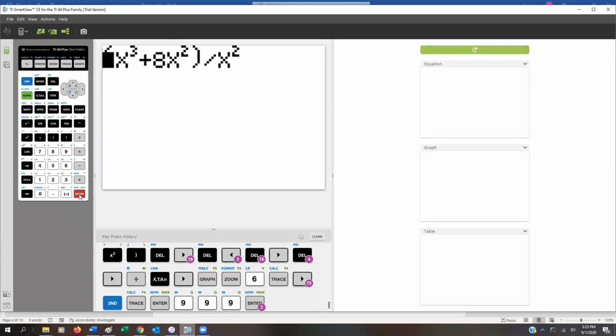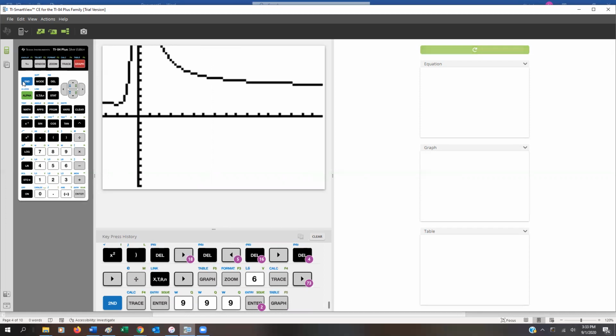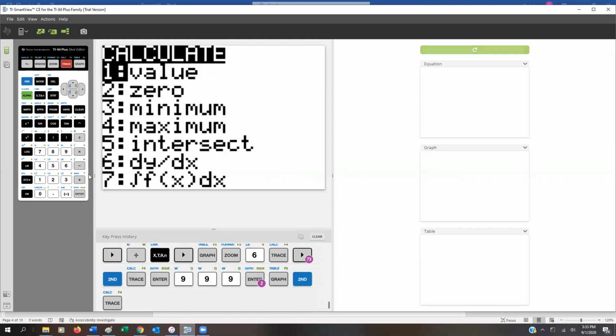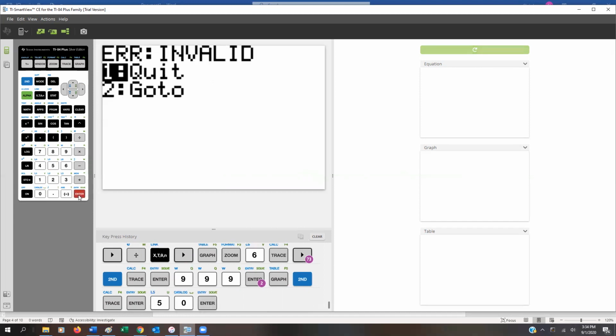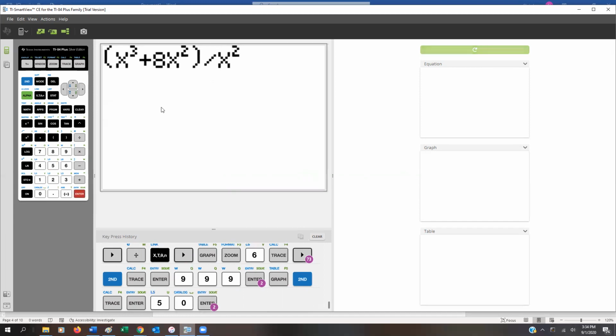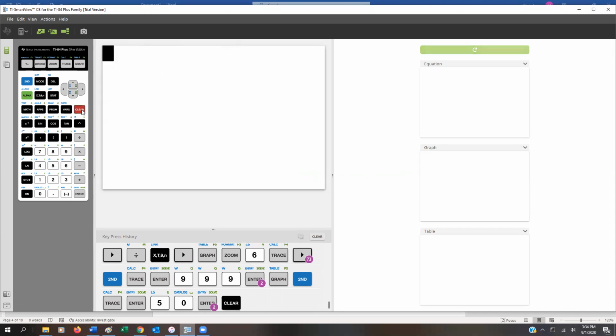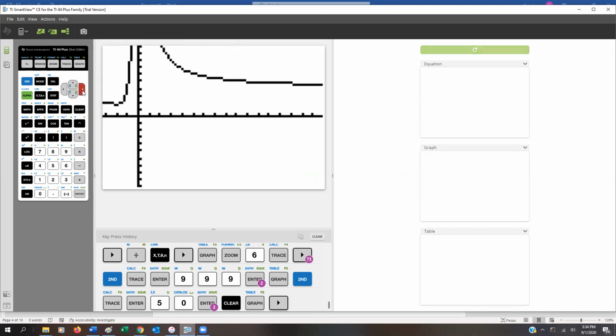It says invalid. All right, maybe it's too big for that. So let's try it again. I think maybe I broke the calculator because the number was too big. So let's graph it, and then calc. Let's try something like 50 for the value. Maybe it's something the calculator can handle. Still invalid.